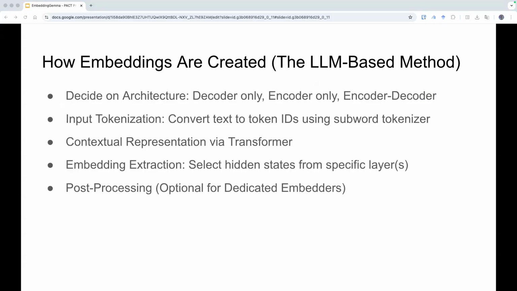Like I mentioned, there are different types of embeddings. One is simple one hot encodings, and there are BM25 based encodings. The other type is LLM based embeddings. The way these LLM based embeddings are created is by deciding the architecture: there are decoder only, encoder only, and encoder decoder. The final ones are encoder only, but the way they start can be any one of them.